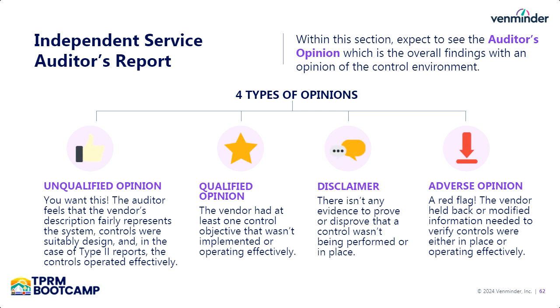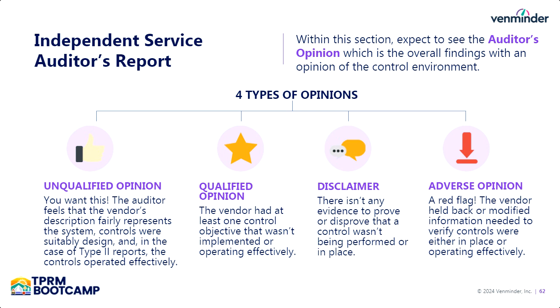So when we talk about the first section, the auditor's report, this is really a summary of the SOC, right? A summary of the engagement. In here, you would expect to see the auditor's opinion, which is going to be the overall findings from the auditor themselves. So there are 4 types of opinions: unqualified, qualified, disclaimer, and adverse.